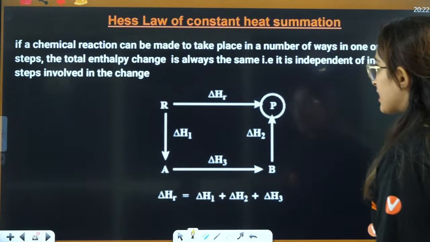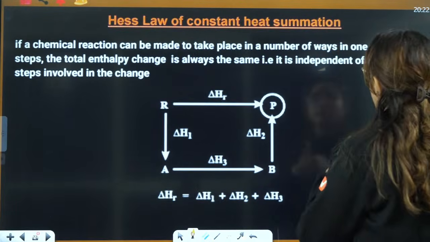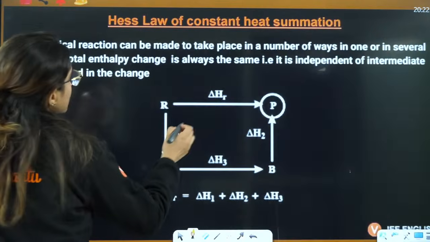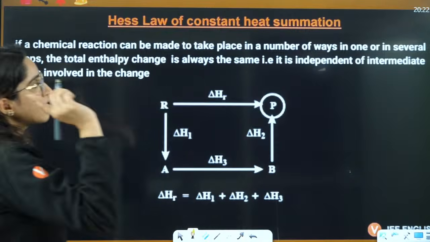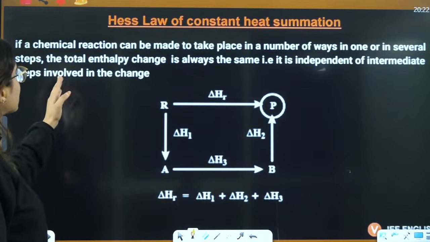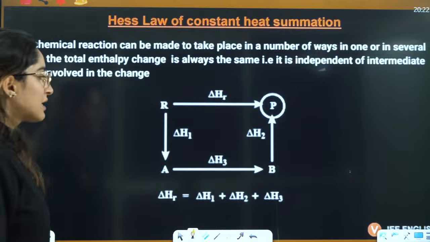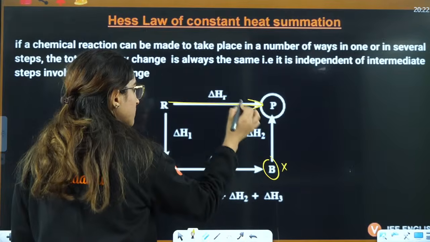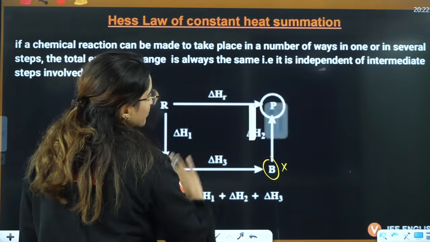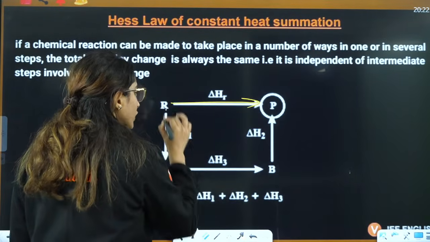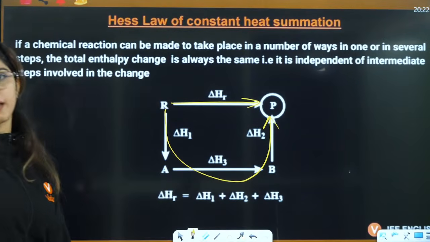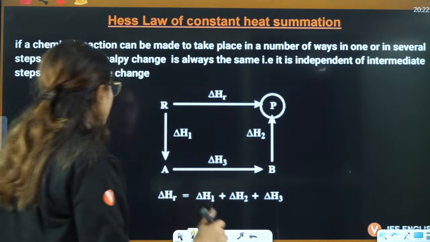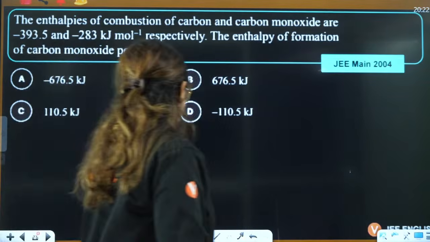A chemical reaction can be made to take place in a number of ways, in one or in several steps. The total enthalpy change is always the same. It means it is independent of the intermediate steps involved in the change, right? It is not dependent upon these things. So whether you follow this path or that path, it is the same thing, so we are going to equate it. It is independent of the intermediate, it is independent of the path.